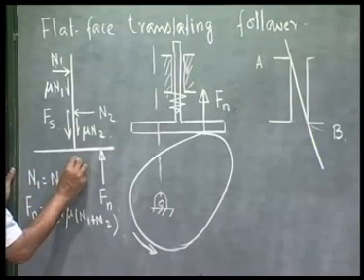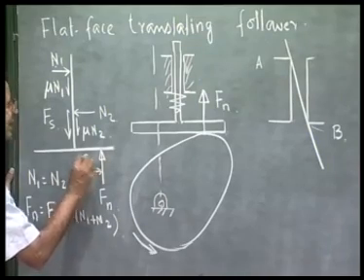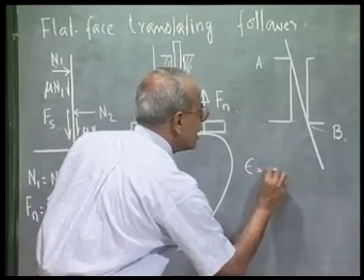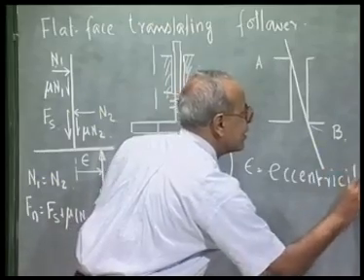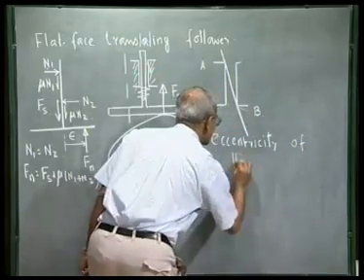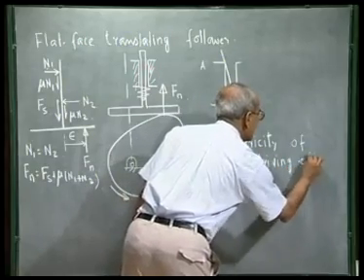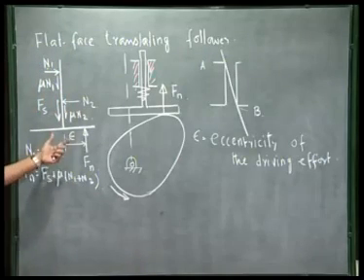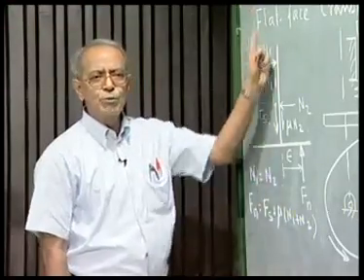Now, this distance from the guide axis to the driving force we call eccentricity, and let me denote it by epsilon. This epsilon is called eccentricity of the driving effort. In ideal condition, this eccentricity epsilon should have been 0. If I push it here, obviously it will go more smoothly.